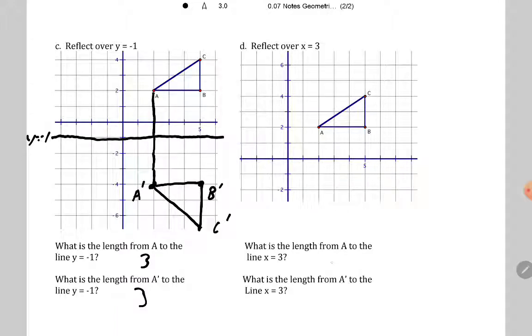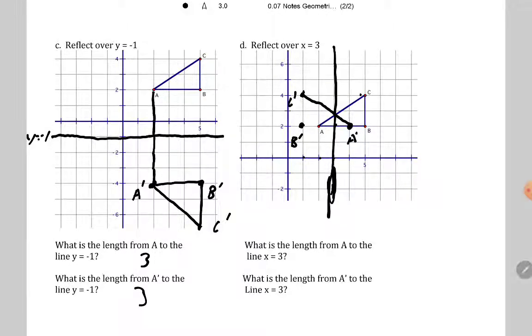Reflect over x equals 3. So x equals 3. 1, 2, 3. We go to the x-axis, count to 3, and then we're going to make a vertical line. Okay, this is where it gets tricky. A is 1 distance away, so A prime is actually over here. B is 2 distance away, so B prime is actually there. And C is 2 distance away, so it would be here. So we got these overlapping triangles here.